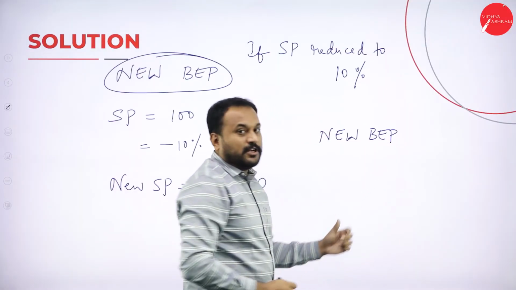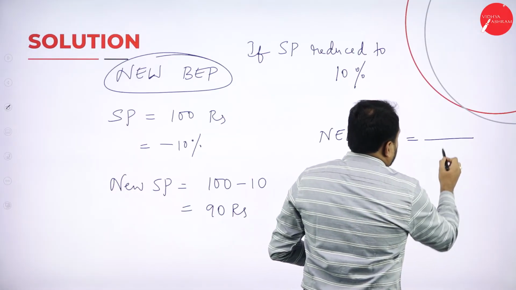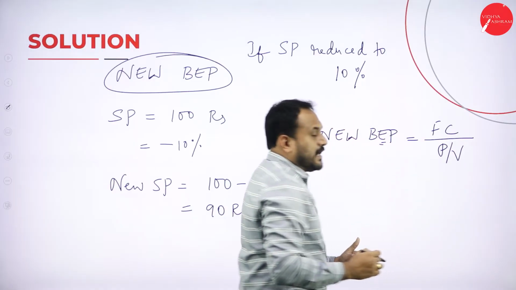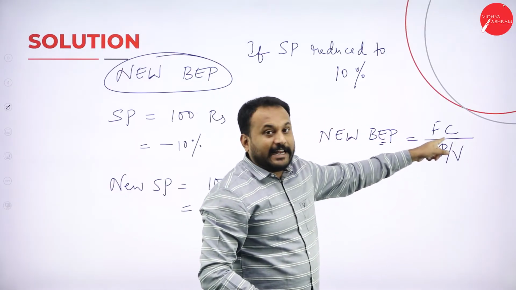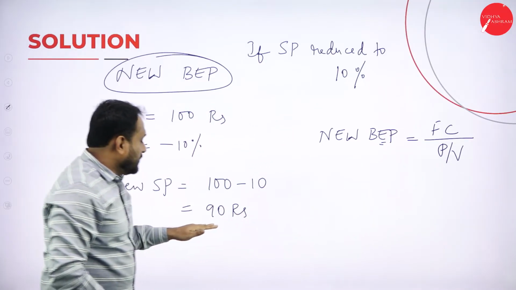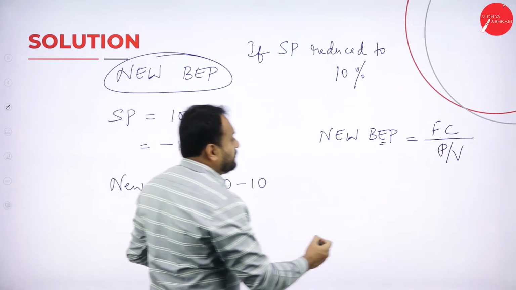BEP. What is the formula of BEP? I told you E is there. That means the denominator is always PV. After E, fixed cost. We know that fixed cost will never change, isn't it? But PV will change, because now the new selling price is how much? 90 rupees. So first I need to find what?